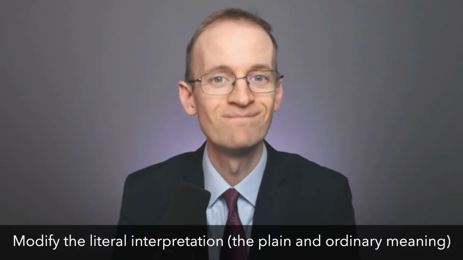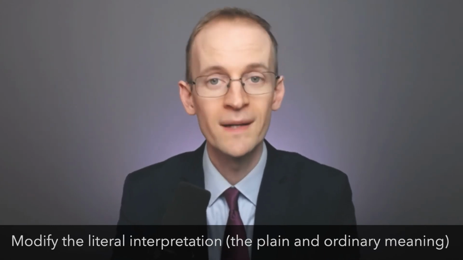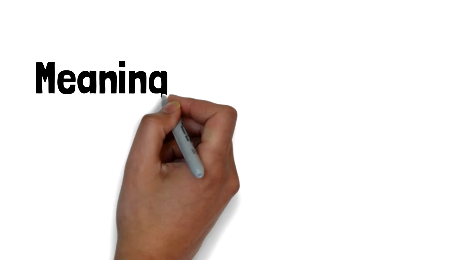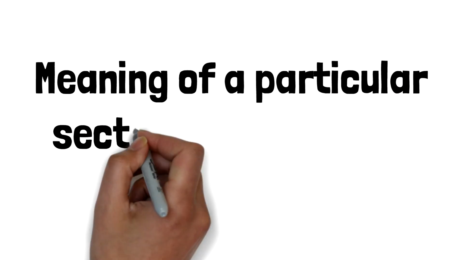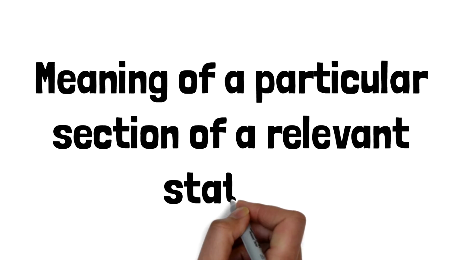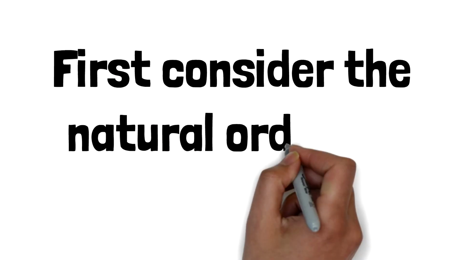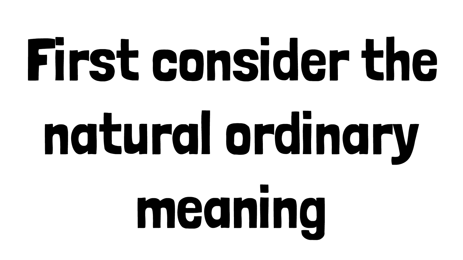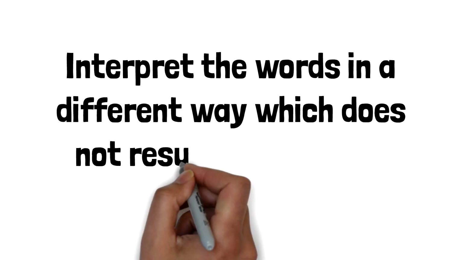If applying the literal rule leads to absurdity, then the so-called golden rule enables a judge to modify the literal interpretation, the plain and ordinary meaning, so as to avoid such a result. How would this work in practice? Well, in the course of a hearing, legal submissions would be put to a judge as to the exact meaning of a particular section of a relevant statute. When ruling on this issue, the judge would first consider the natural, ordinary meaning of the words used. If this would produce absurdity, then the judge would interpret the words in a different way, which does not result in an absurd meaning.